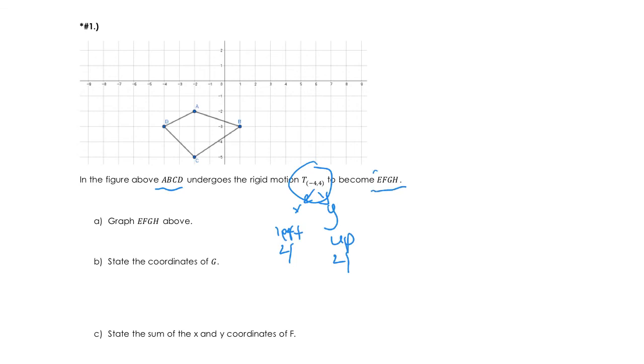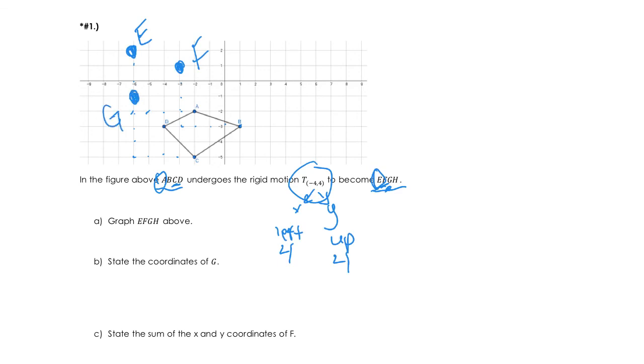So if I start at point A, the first letter here is A, the first letter here is E, so A is going to turn into E. So I'm going to go left 4, up 4. 1, 2, 3, 4, 1, 2, 3, 4. So that is now point E. Now B. Okay, B is going to go left 4, up 4, and it's going to become F, the second letter. Left 1, 2, 3, 4, up 1, 2, 3, 4. So there is F. Same thing, C, the third letter is going to become the third letter, G. I'm going to go left 1, 2, 3, 4, up 1, 2, 3, 4, and that will become G.